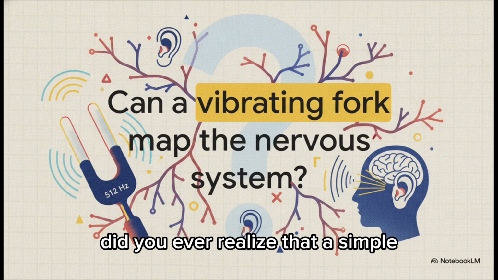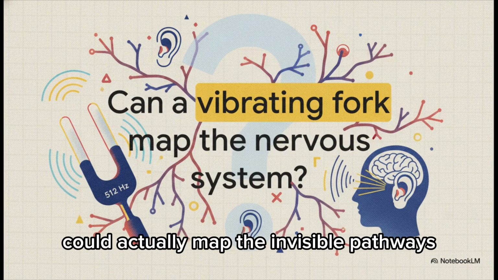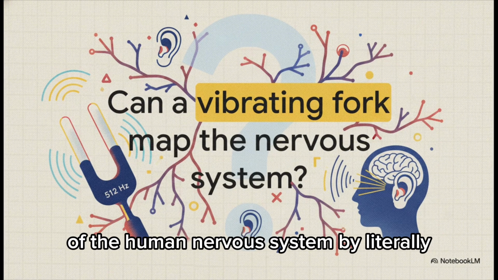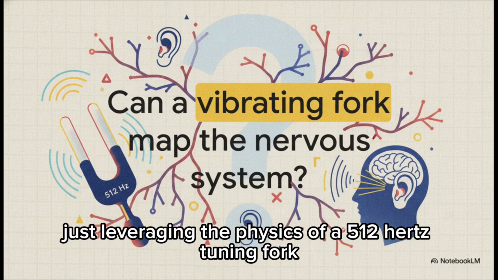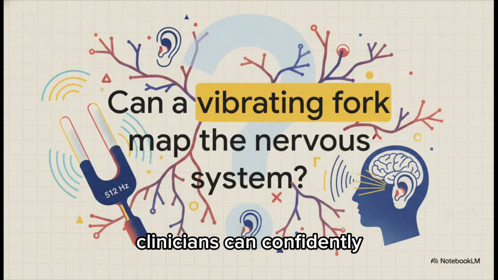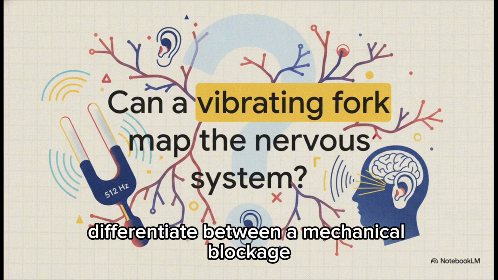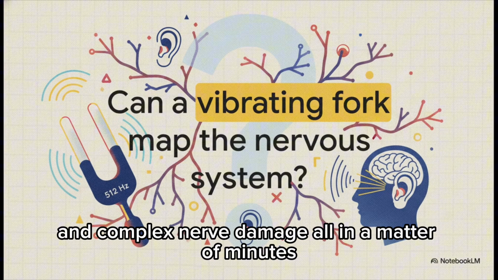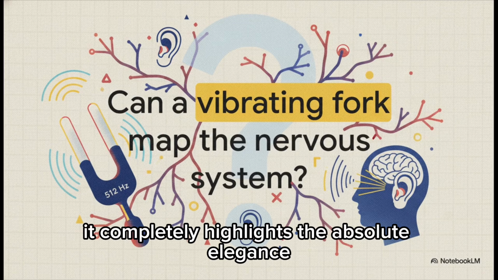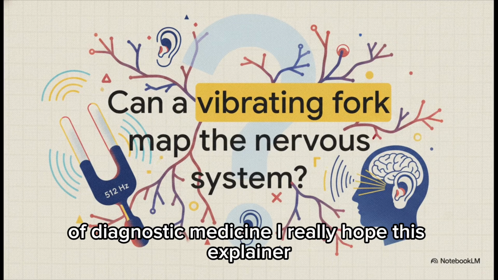Did you ever realize that a simple, vibrating piece of metal could actually map the invisible pathways of the human nervous system? By literally just leveraging the physics of a 512 Hz tuning fork, clinicians can confidently differentiate between a mechanical blockage and complex nerve damage, all in a matter of minutes. It completely highlights the absolute elegance of diagnostic medicine.